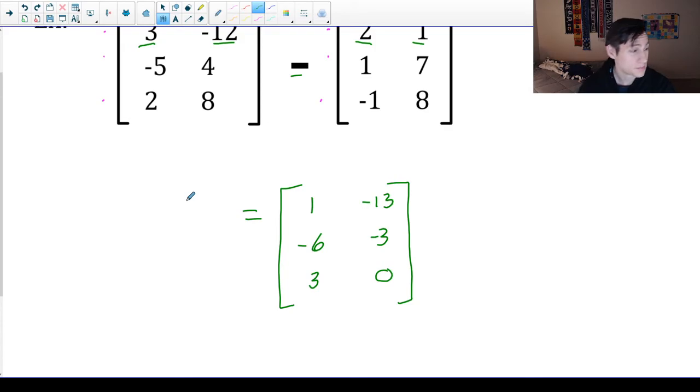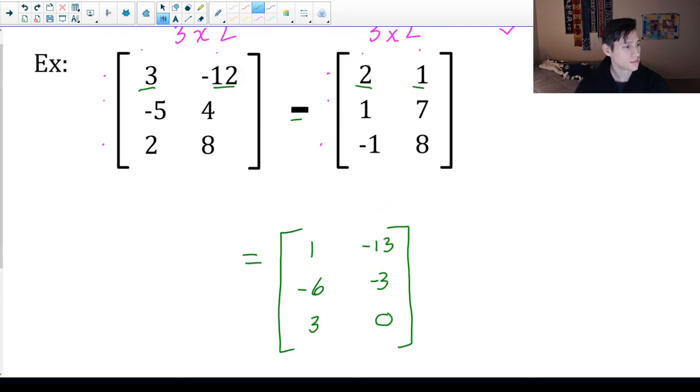So there's my answer. Again, it's pretty intuitive. Just match up the spots, add those numbers together, or subtract those numbers. And that's what goes in that same spot for the new matrix. But all predicated upon that they're the same size, same dimension.